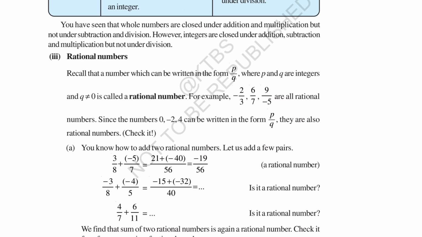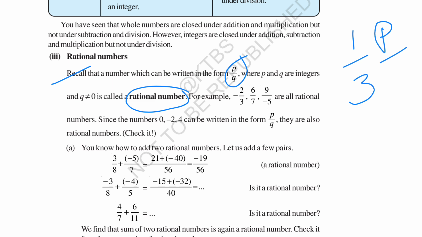What is the definition of a rational number? Just recall this one. A number which can be written in the form of p by q, where p and q are integers and q is not equal to 0, is called a rational number. Suppose the example 1 by 3. It is in the form of p divided by q. Here p and q are integers, but the denominator should not be equal to 0. This is the definition of rational numbers.